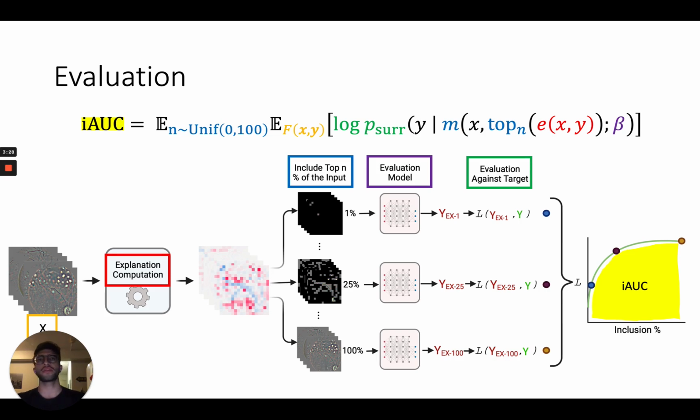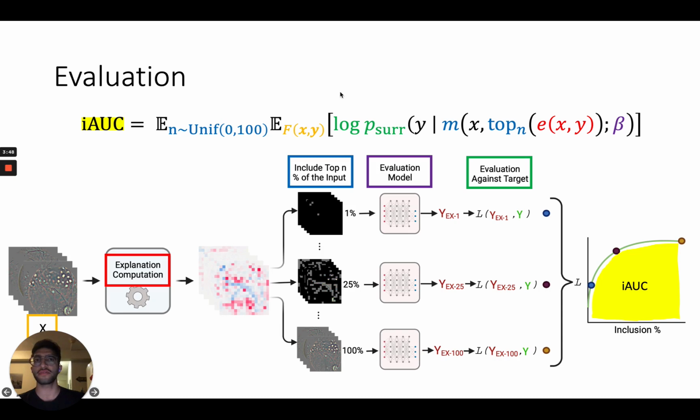In this work, we base the evaluation on the approach of many others and focus on the inclusion AUC or IAUC provided by the following equation. Let's take a look at what's going on here. First, we sample some data, in this case retina fundal images. Then we use the explanation method to generate feature attributions.